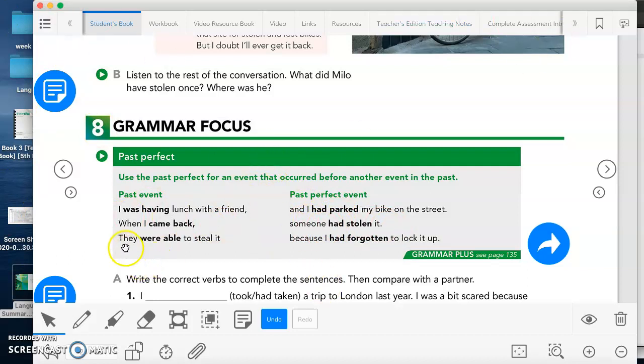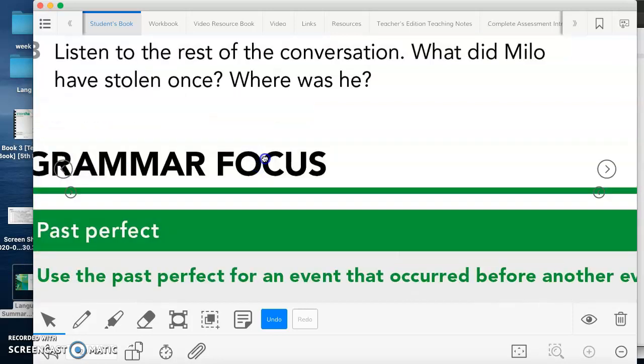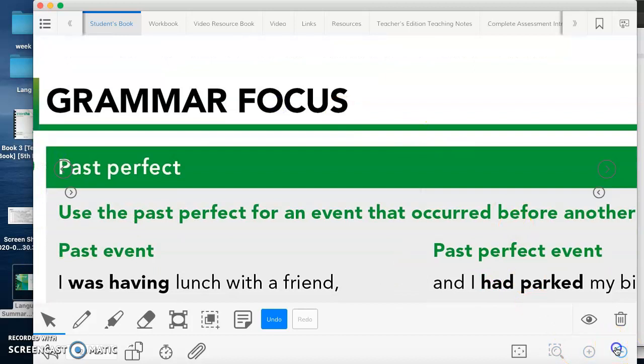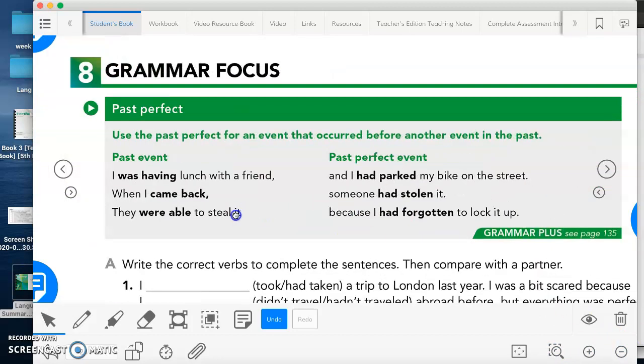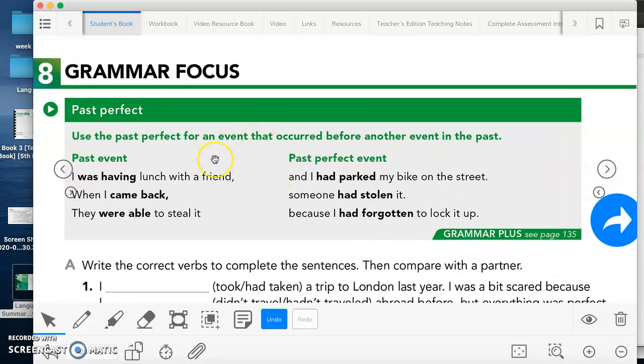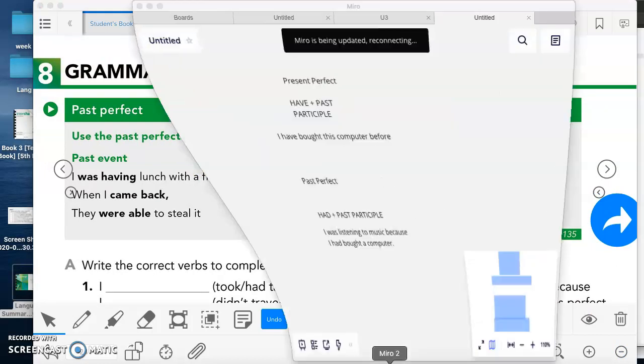And then we have, they were able to steal it because I had forgotten to lock it up. So basically, again, the action in the past perfect happens first, because I forgot to lock it up, and that's why they were able to steal my bike. So this is basically it for the past perfect. Again, we use this tense to talk about an event that occurred before another event in the past.